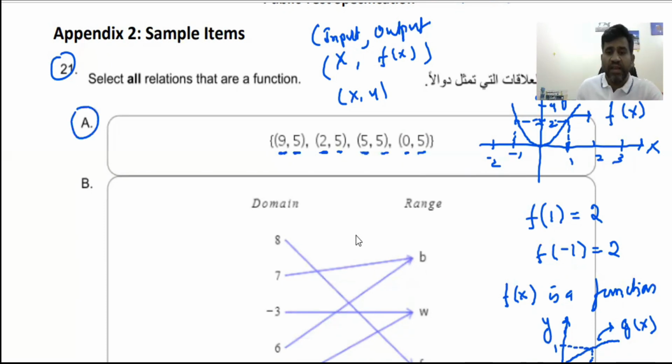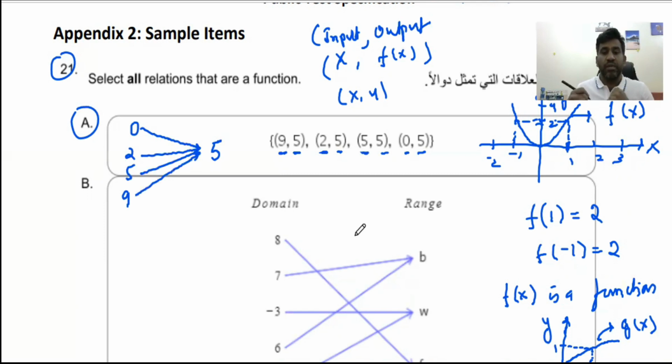So I can scale it in terms of a graph. I can write it here as 0, 2, 5, 9, and my output here is going to be 5. So this can be related like this: input is 0, output is 5; input is 2, output is 5; input is 5, output is 5; input is 9, output is 5. Yes, this is a function because it is giving me an output for the different inputs. That's a function. So A is a function.